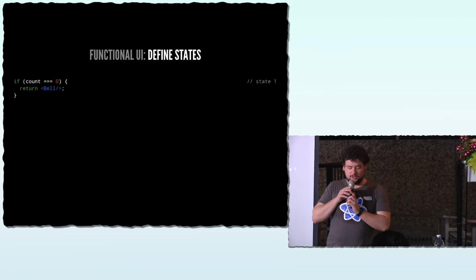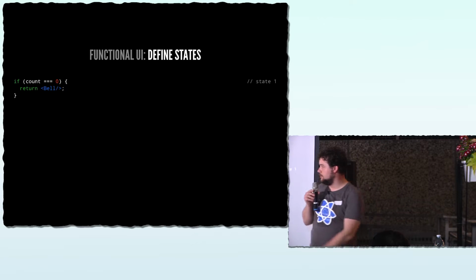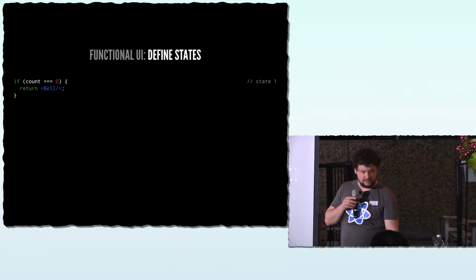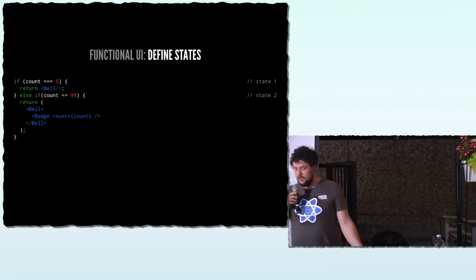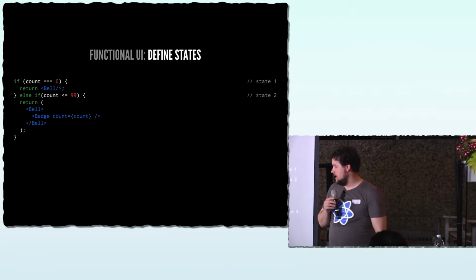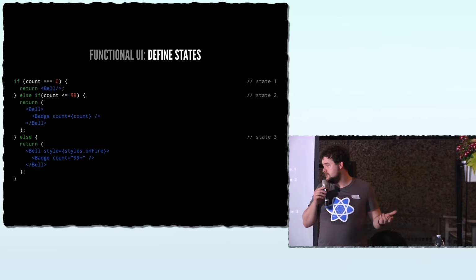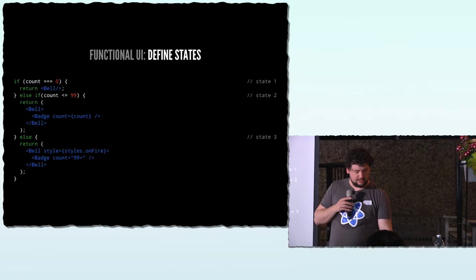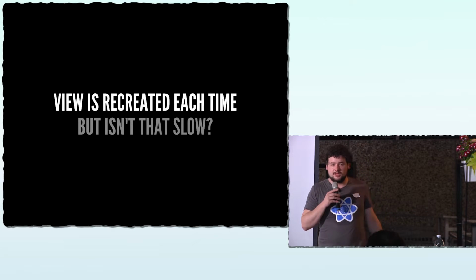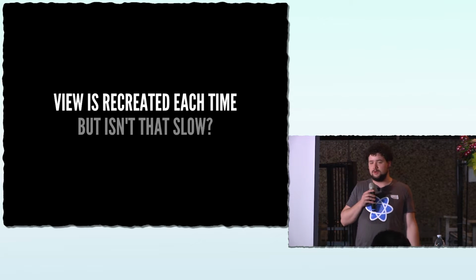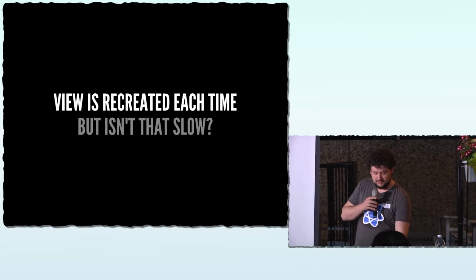Now, if you define this in terms of states, we just have one state for the null state. We have one for the case where you have a single badge. And we have another one for the case where it's on fire. Now, you might think, oh, so that means we just create a whole new view and throw away the old one every single time? No, that would be incredibly slow.